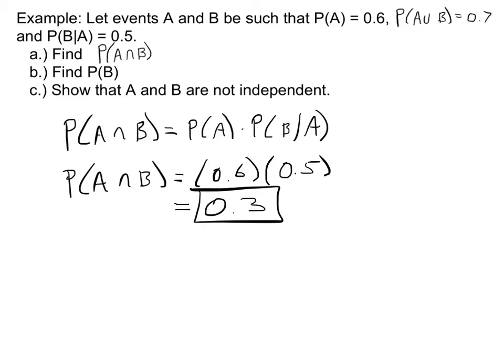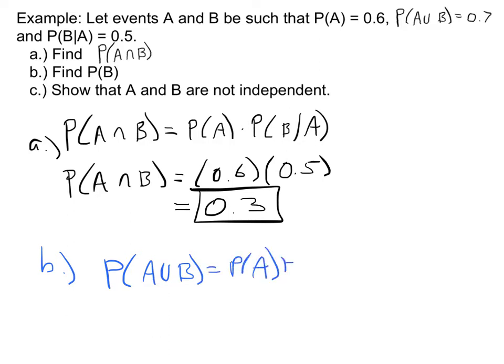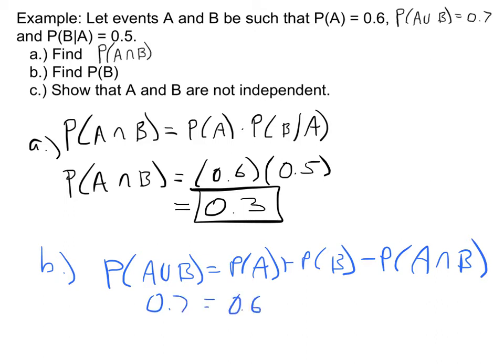Okay. Now for part B, so that was A. For part B, they want us to find the probability of B. Well, at this point, we have A, we have the union, we have the intersection. We can probably use the probability of A union B is equal to the probability of A plus the probability of B minus the probability of the intersection. So if I just plug in all the pieces that I have here, we've got 0.7 equals 0.6 plus, B is what we wanted to find, minus the intersection, that's what we found before, that's 0.3.